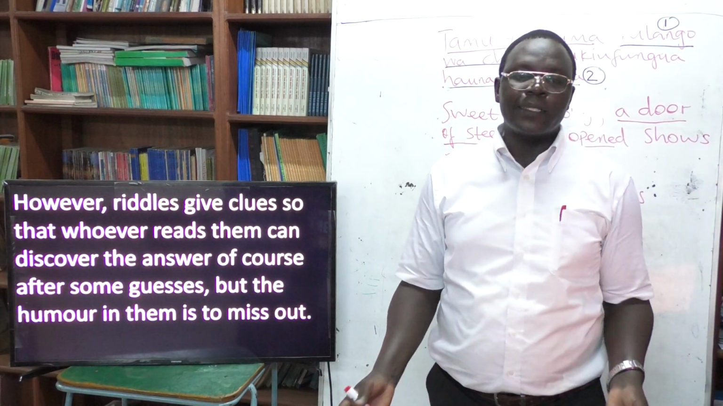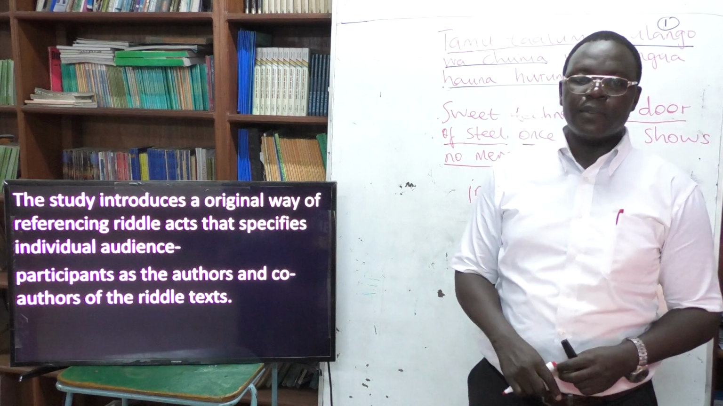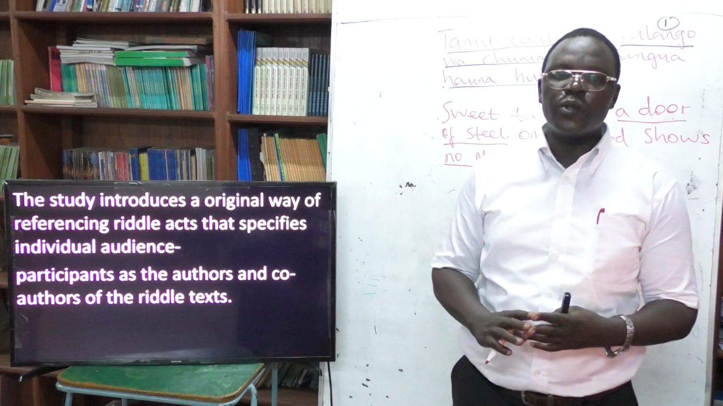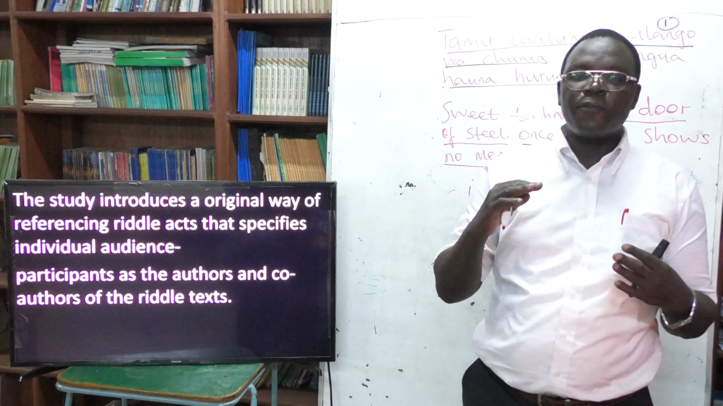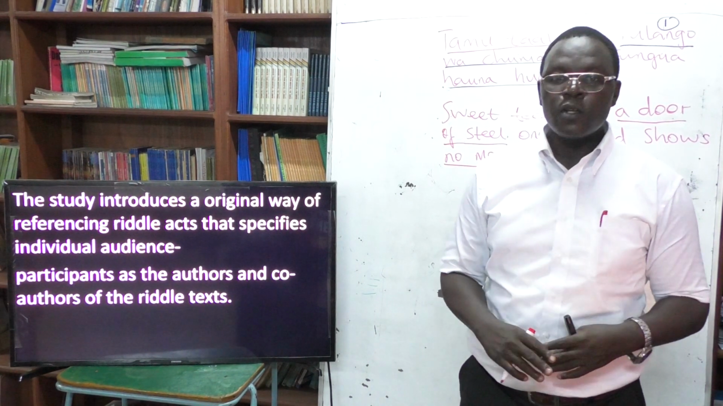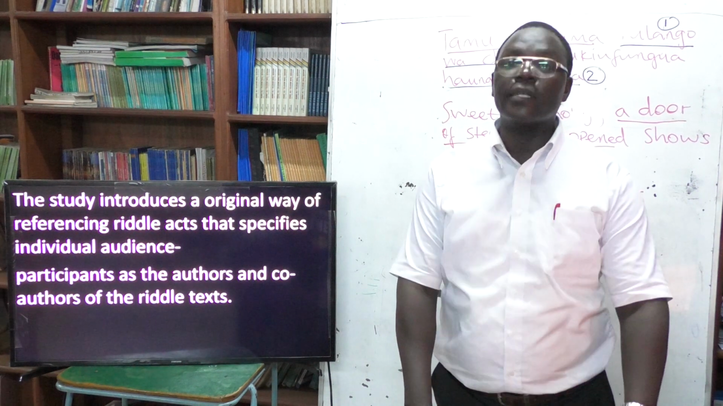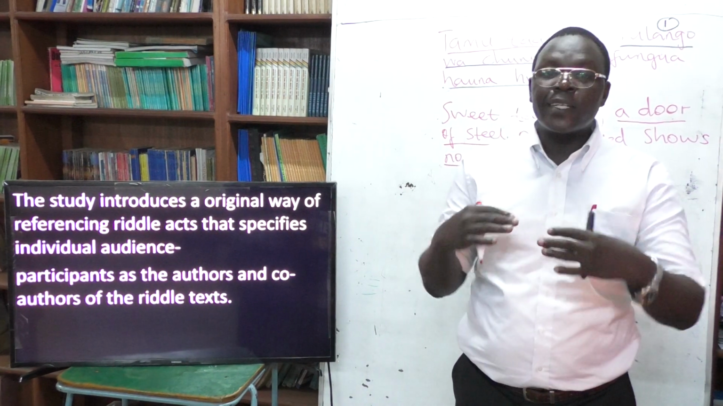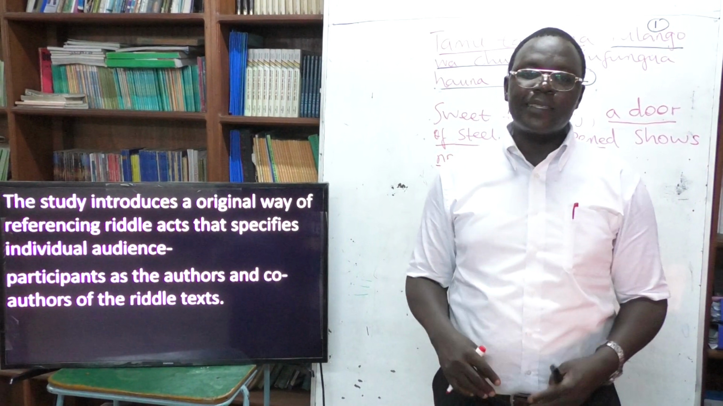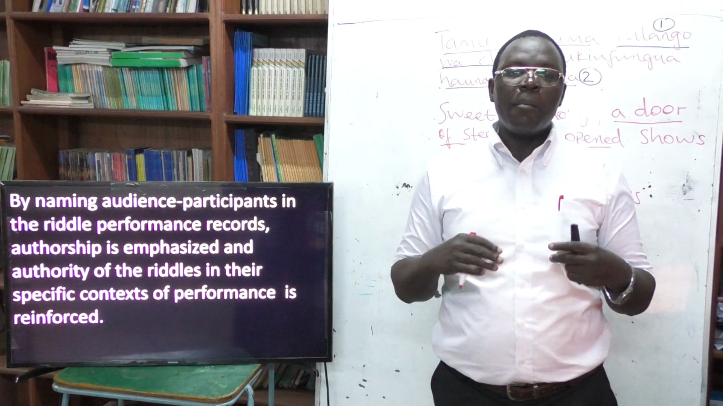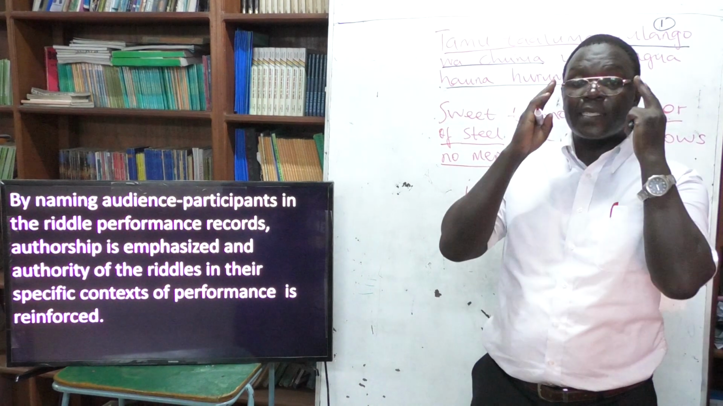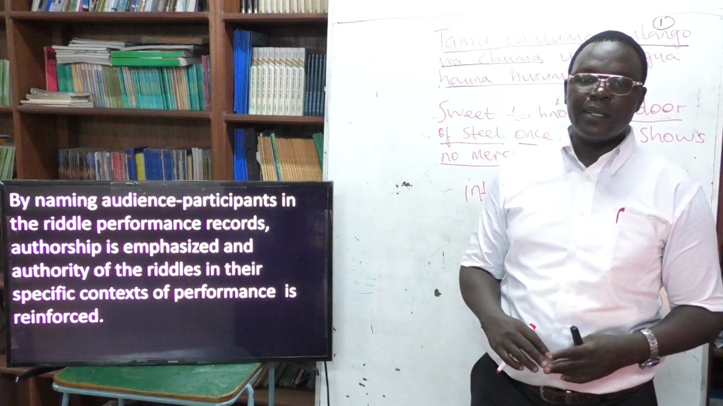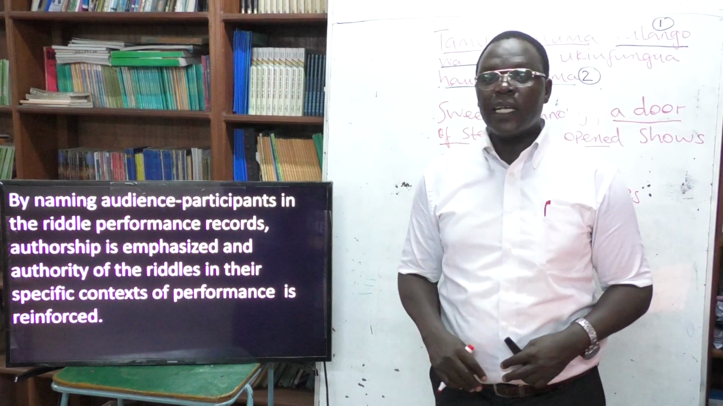So, entertainment is lost. Now, the study introduces an original way of referencing riddle acts that specifies individual audience. Riddles were made for certain audiences, not everybody. Riddles were not for adults. They were for children. It was a plaything. It was for entertainment among children. Participants as the authors and co-authors of the riddle text. By naming audience participants in the riddle performance, records authorship is emphasized, and the authority of the riddle in their specific context of performance is reinforced.